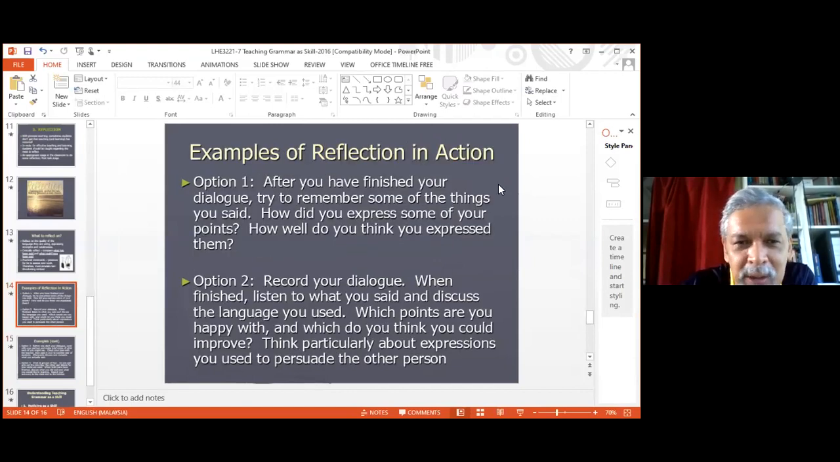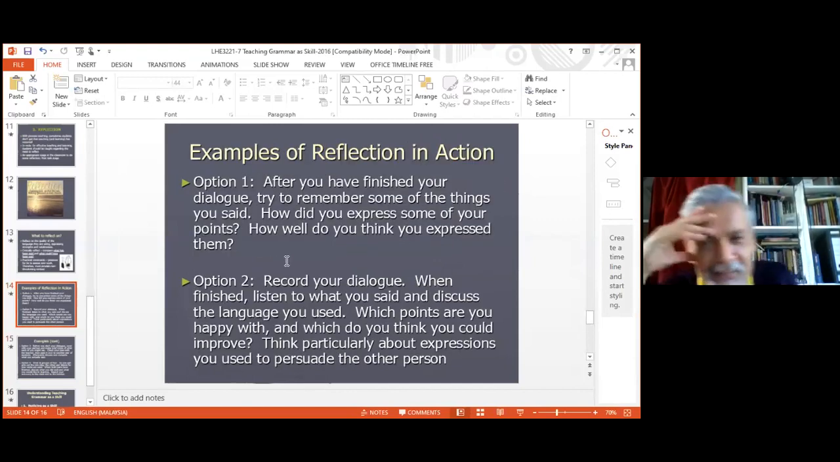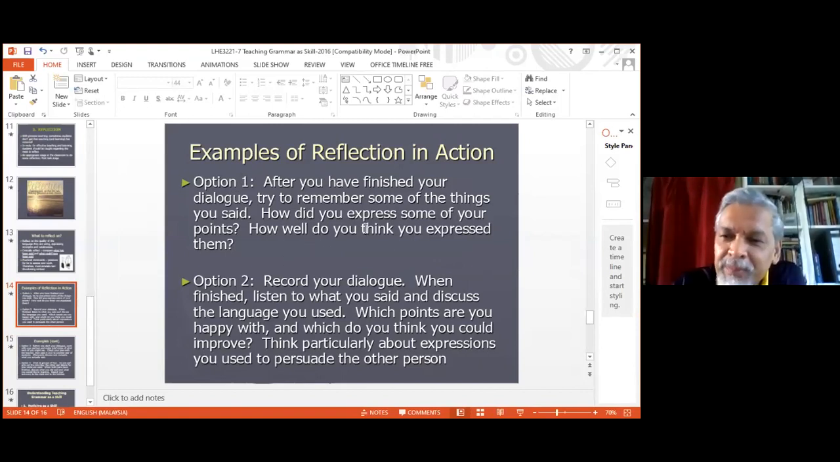Can we get Ikwan to read option 1, please? Option 1. After you have finished your dialogue, try to remember some of the things you said. How did you express some of your points? How well do you think you expressed them? So that's option 1.